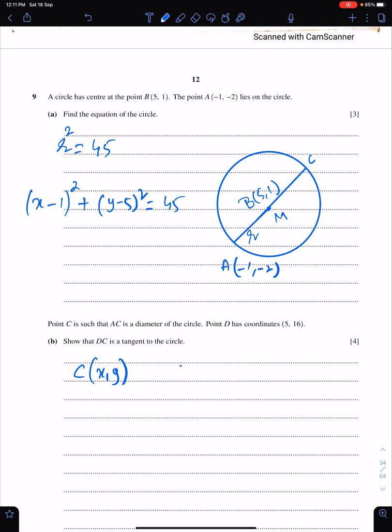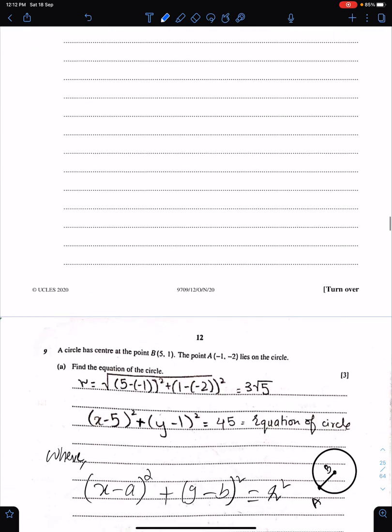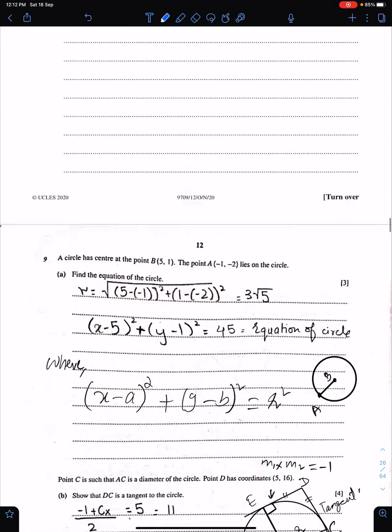So you should write 5, 1 here, and (x minus 1) upon 2, (y minus 2) upon 2. This will give you the coordinates of C. And the coordinates of C are 11, 4.